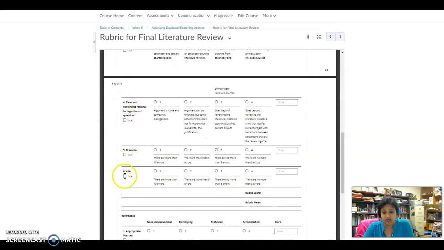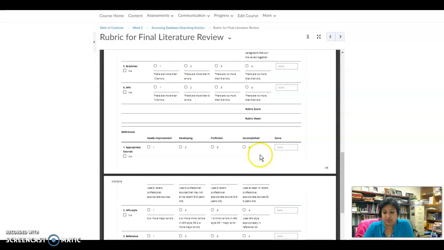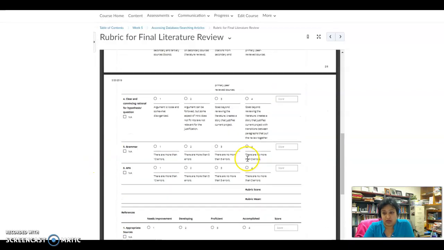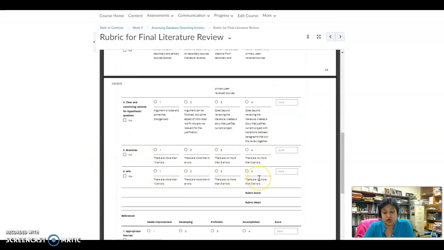And then you have APA. If you have more than 3 errors, this is what happens. So please be careful about the APA. One of the biggest things I tell my students is that if you do not cite all the references in your literature review in the reference list, or vice versa, you get a 1, even if just one of them is missing. So that is a really important point to think about. Again, APA style for the reference list. This APA style is for your in-text citations.